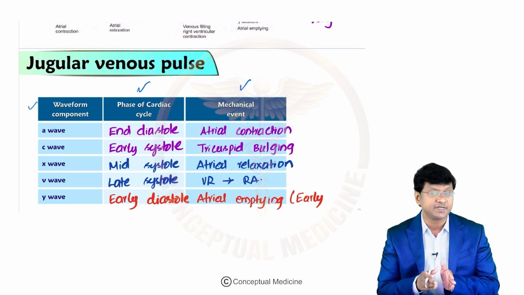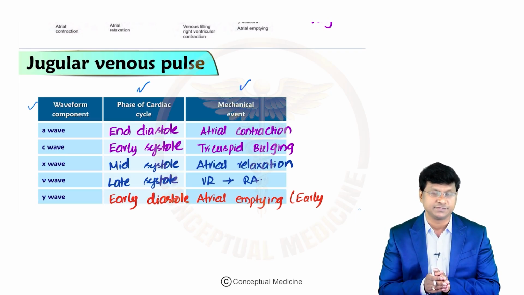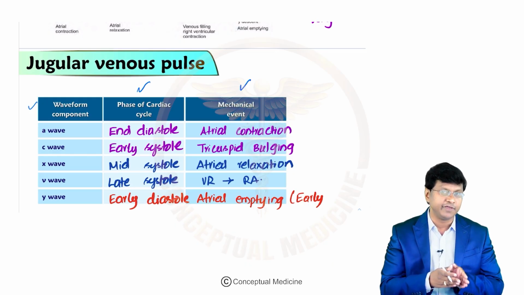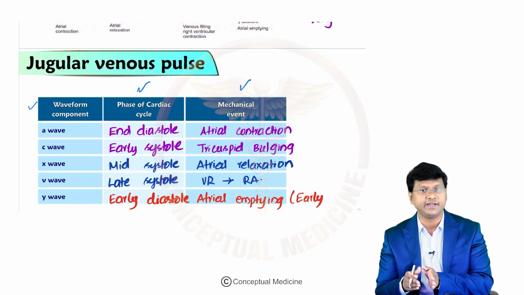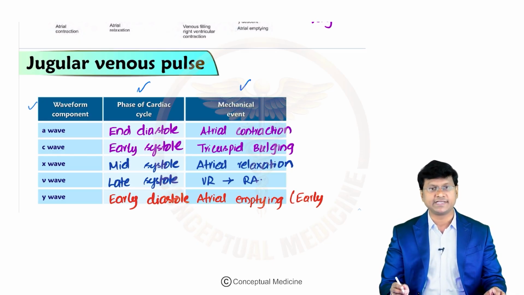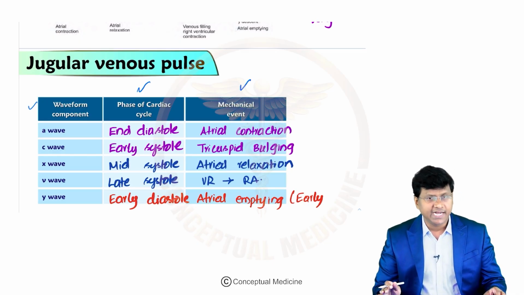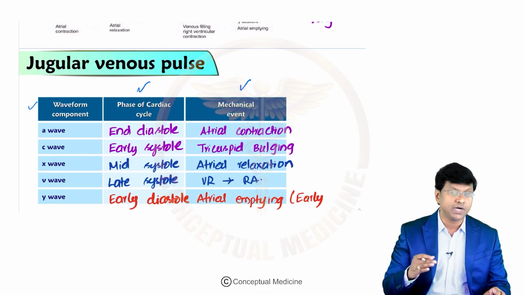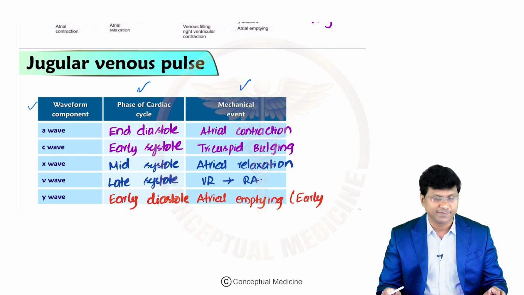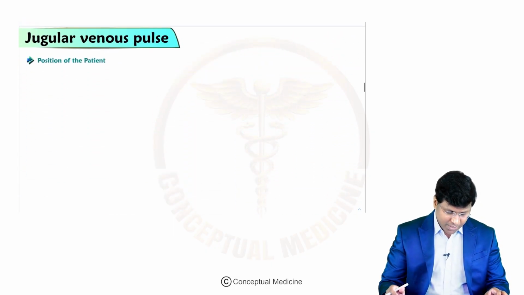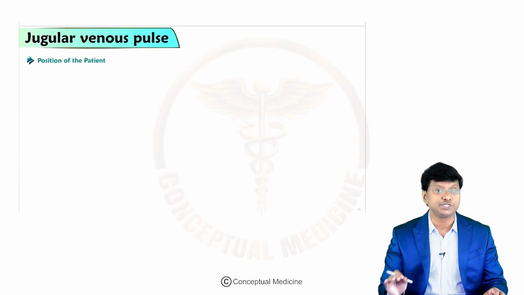See, this particular table is a very important multiple choice question. It is about correlating the waveforms with the mechanical events of the atria and correlating the same with the phases of the cardiac cycle. Now, after having discussed the waveforms, let me discuss how to measure the jugular venous pulse or jugular venous pressure. So you need to know how the position of the patient should be.